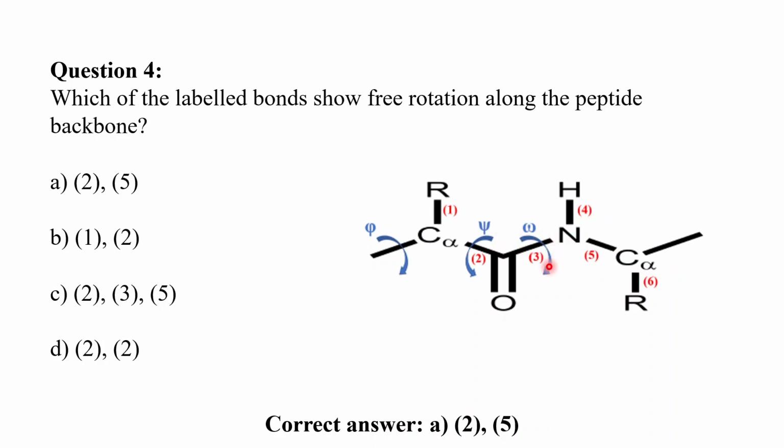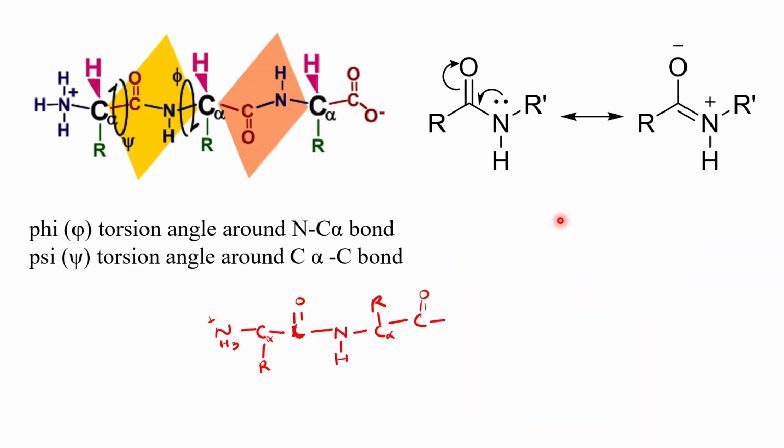Along the peptide backbone they will have free rotation. This angle omega that is shown here is the rotational angle of the peptide bond, but this is a rigid bond, so it will have lesser movement than the phi and psi angles. Okay, so this is clear.